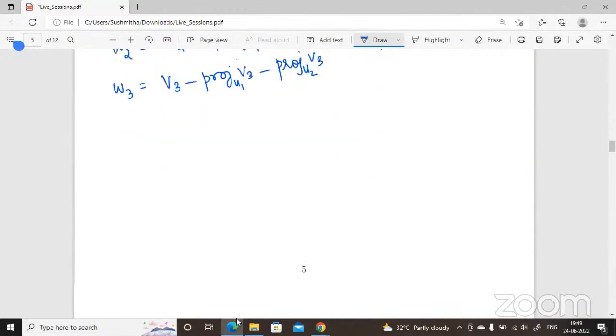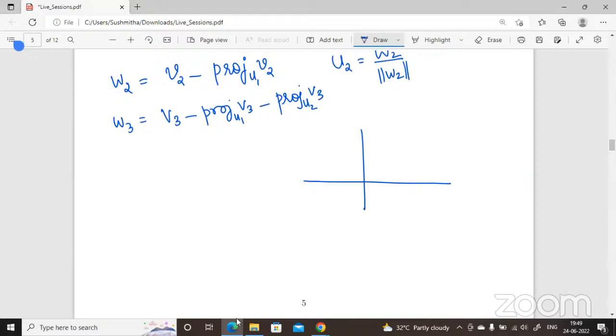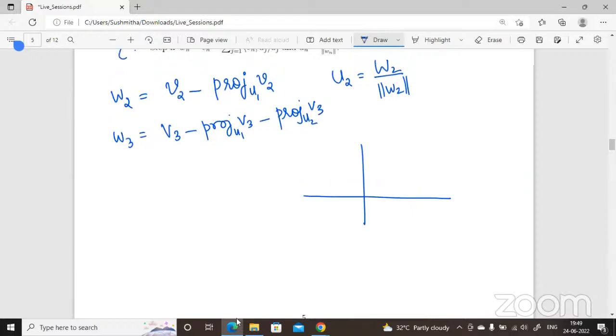So what are you actually doing? You have two vectors. Let's suppose we have two vectors and I'm applying the Gram-Schmidt process to make them perpendicular. So this is one vector, this is another vector. This is V1, V2. First step that I do is I make V1 a unit vector. So I just divide it by its norm and then it becomes a unit vector.